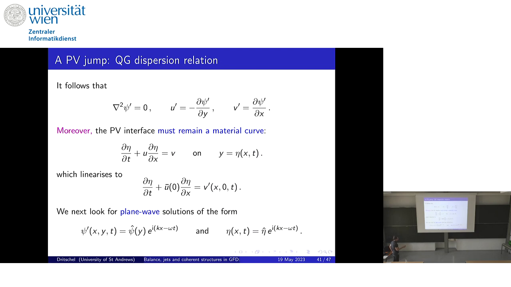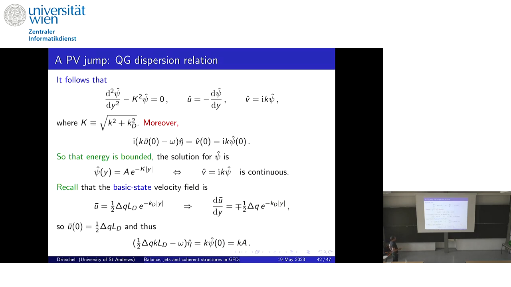The PV interface moves with the fluid as a material curve, so you get an equation on the PV interface. You can linearize that. And then you can look for plane wave solutions. It's standard analysis: nothing depends on x and t, but everything can depend on y. You go through all the messy stuff, so you solve the Helmholtz equation, you get exponential solutions that look like this. The interface equation reduces to a form like this, and after you use your plane wave solution, we note that the y velocity component must be continuous, and it's related to the stream function this way.